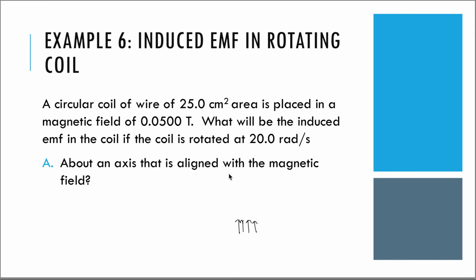It says that the loop is rotated about an axis aligned with the field. So if you have this loop here, and you draw an axis that is also vertical like the magnetic field, and you're rotating it this way. So what you're visualizing here, this is a vertical loop, and it's rotating about this vertical axis.